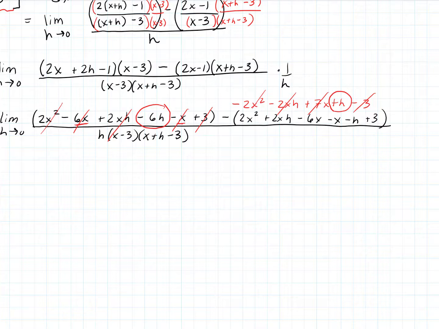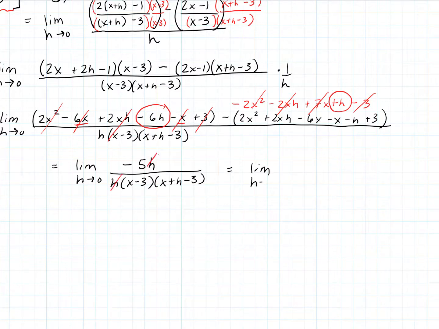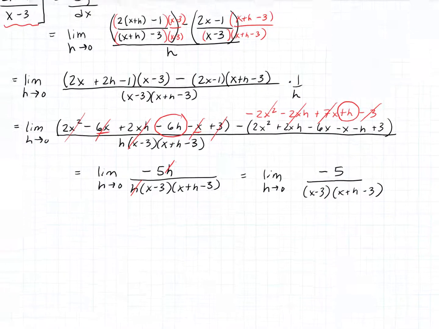So this is going to become the limit as h goes to 0 of simply minus 5h on top over h times (x minus 3) times (x plus h minus 3). Now the h's are going to cancel, and I end up with the limit as h goes to 0 of just negative 5 over (x minus 3)(x plus h minus 3). Okay, whew, that was a lot of algebra right there.